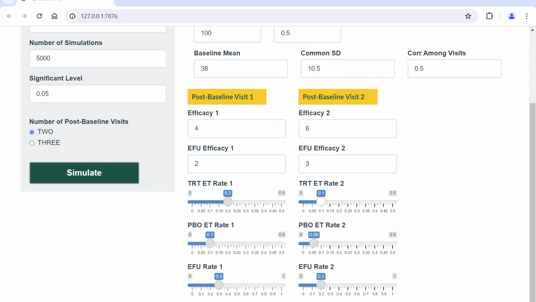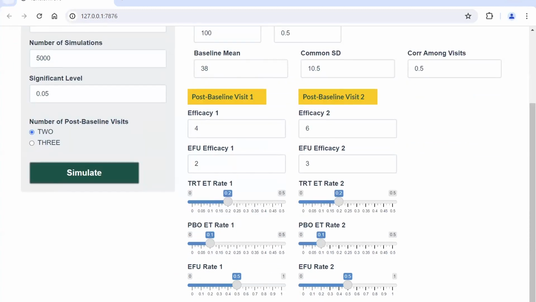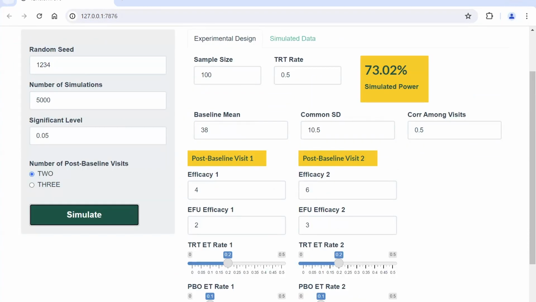In addition, we will also assume that 20% of subjects from the early enrollment will discontinue between post-baseline visit 1 and post-baseline visit 2, and 10% in the placebo arm. As mentioned earlier, we assume the 50% ET rate would provide efficacy data, hence we move the cursors to 0.5. Now we are ready to simulate the data. The power obtained is 73.2%.